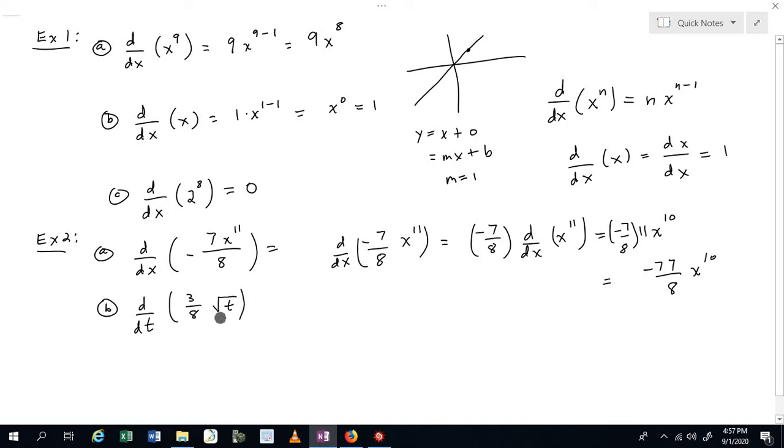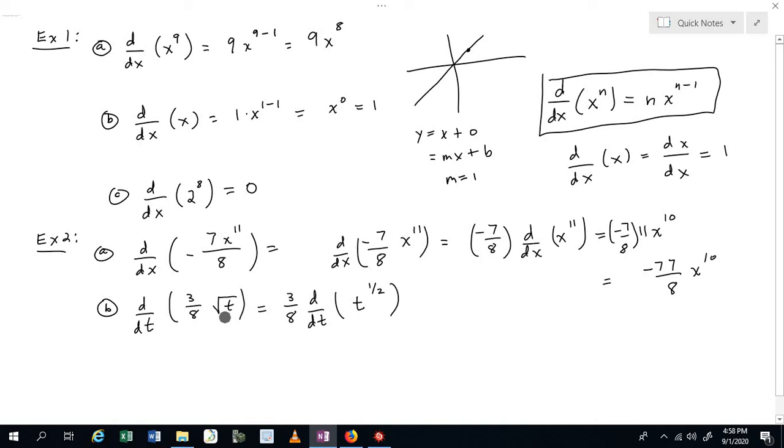Now let's look at this one. Now in this one, the constant is 3/8, so that can be pulled out in front of the derivative operator. And then anytime you have radicals like this, you always can write radicals in terms of some exponent. And so the square root of t is the same as t raised to the 1/2 power. And you're going to want to do that because if you write it like this, then you can use this power rule. So you should always write radicals in terms of exponents so that you can use the power rule.